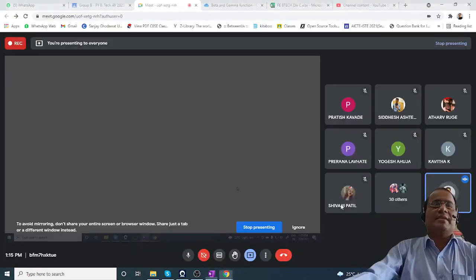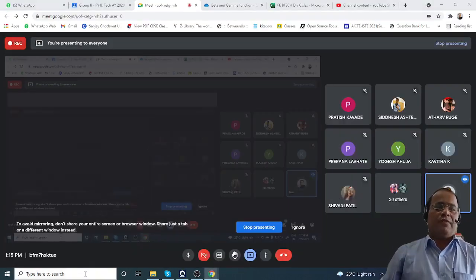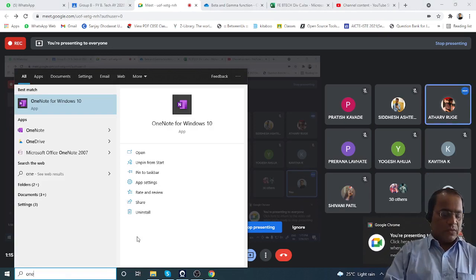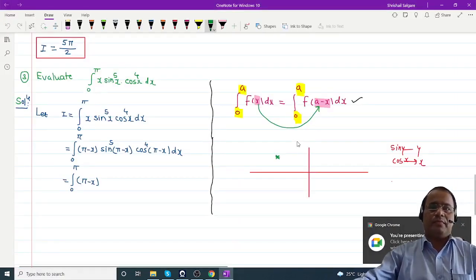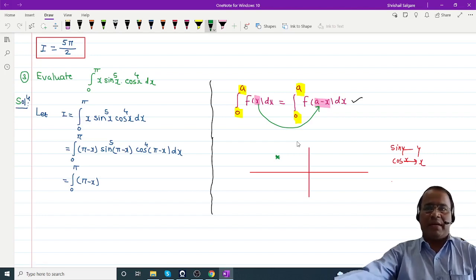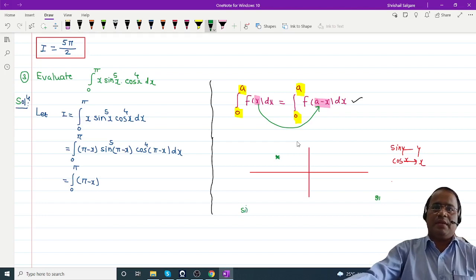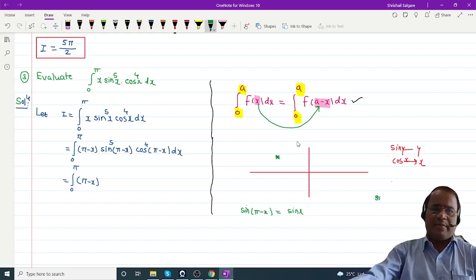In the same manner, what is the value of cos of pi minus x? Minus cos x. One by one I will write. So first one, sine of pi minus x. Sine remains sine because of pi. If n pi by 2 is there, in that case it changes. Sine remains sine.